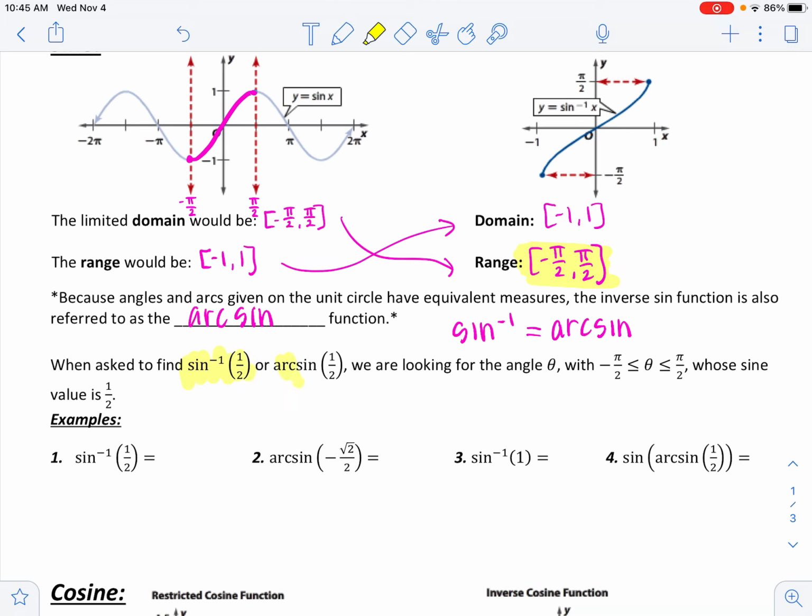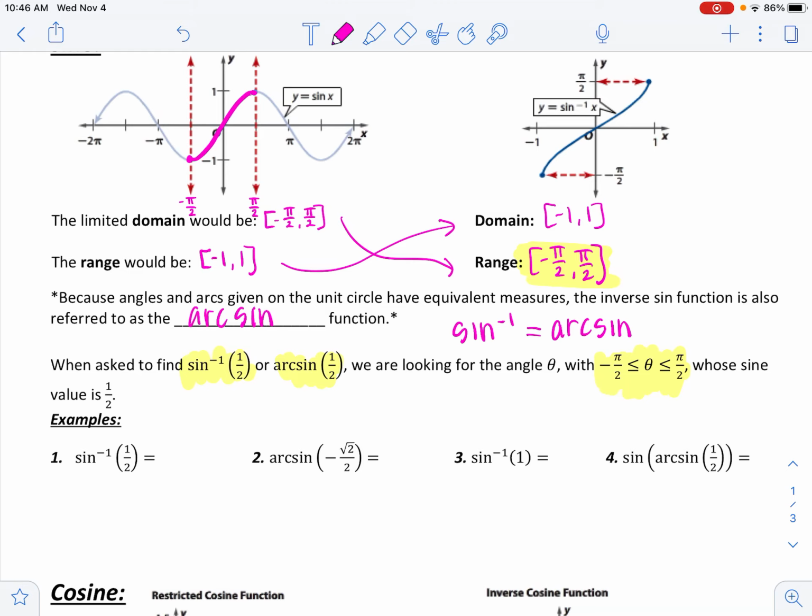So if I ask you for sine inverse of 1/2 or arc sine of 1/2, I'm asking you for the same thing. Now, what am I asking you for? Okay. We are looking for angles. When we're looking for sine inverse, cosine inverse, arc sine, arc cosine, we're always looking for an angle. So we are looking for the angle that has a sine of 1/2, and your answer must be in between negative pi over 2 and positive pi over 2.